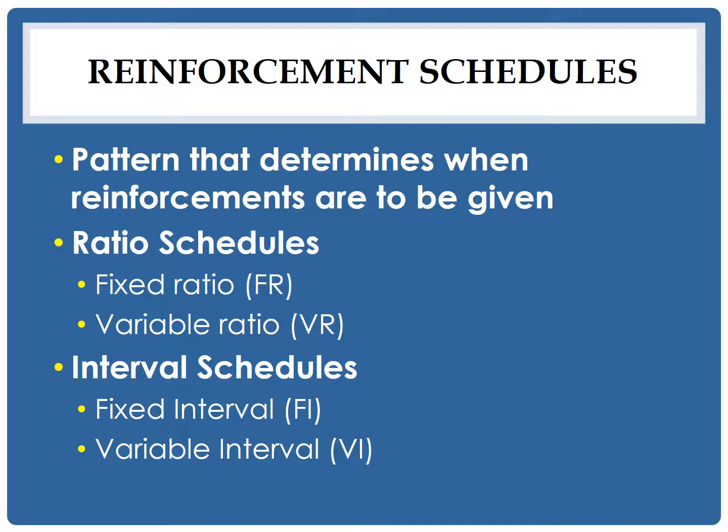Then an interval schedule, rather than being based on the number of responses, is based on a certain amount of time. A fixed interval is after a certain number of minutes, say after 5 minutes, if at least 5 minutes have passed, then the behavior will produce a reinforcement. And then similarly, a variable interval means that number changes all the time. So sometimes you have to wait 2 minutes, and sometimes you have to wait 20 minutes. But again, as the book points out, a variable interval 2 means that the interval is on average 2 minutes long.